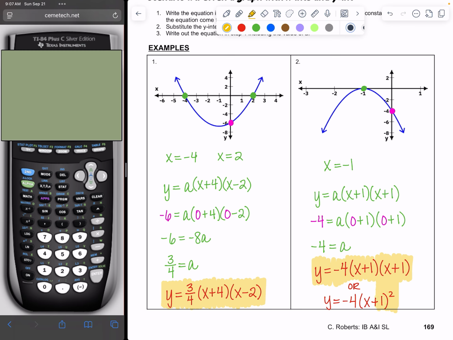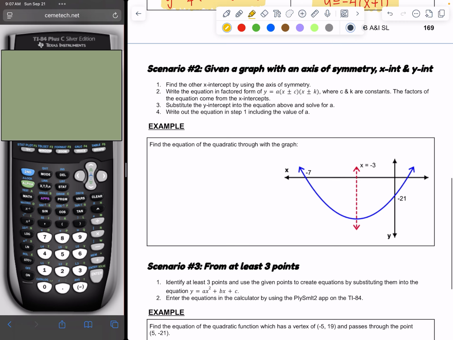All right, now let's take a look at scenario number 2. Scenario 2 says we are going to write the equation of a graph when given its axis of symmetry, an x-intercept, and a y-intercept. When you are given one x-intercept, the y-intercept, and the axis of symmetry, you can use the x-intercept that you are given and the axis of symmetry to find the other x-intercept.